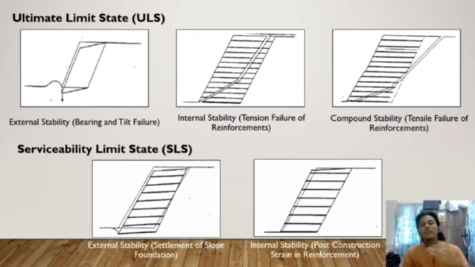Okay, we go to the second one, which is the serviceability limit state, SLS. There are two examples because there are only two stabilities that we need to consider: the first one external and the second one internal. For the external, it is settlement of the slope foundation, and the second one is construction strain in reinforcement.